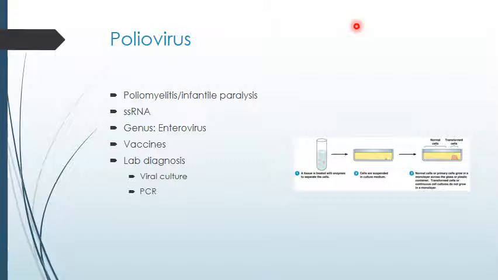You can do PCR on the culture. What specimen should you use? You should use a stool specimen because this is a GI infection. If you do have evidence of neurological effects, then it is possible you could send a CSF for viral culture as well. Okay, and then PCR can also be done from either of those specimens.